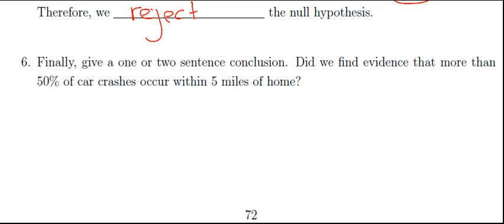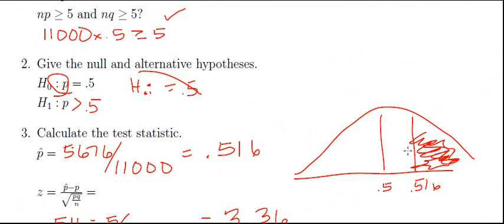Okay, so that's how you do it on the calculator. The only thing left that we have to do is write a conclusion, which sometimes is the hardest part of the problem. Okay, so let's see what we have so far. We have that we reject the null. So I'm going to come up here. If we're rejecting the null, then we're going to accept the alternative. And so what does the alternative say? Well, it says that the proportion is greater than 0.5. Okay, so we're rejecting the null. We want to make a statement saying that we're accepting the alternative.